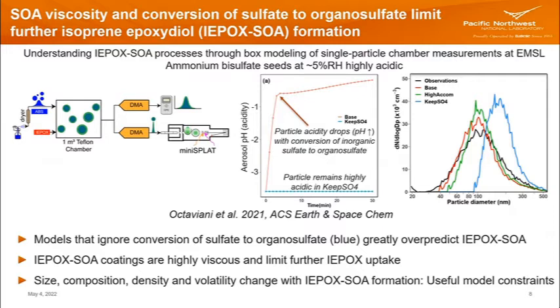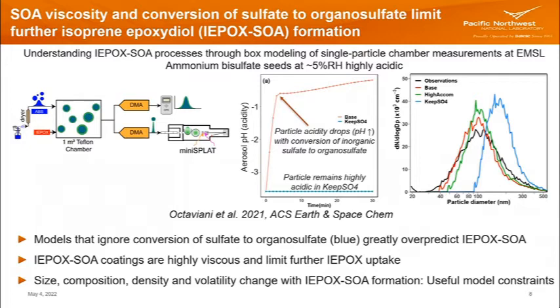And so when we compare box model simulations, where the blue curve, so if you look at the size distribution plots, this is after allowing the IPOX SOA to grow and form after 2 hours. So the black is measurements, the final measured size distribution there. And the blue line there is the models which do not account for organosulfate formation. So they keep the acidity high. So you could artificially make too much IPOX SOA. As you can see, the size distribution is shifted too much to the right. Whereas if you account for the conversion of sulfate to organosulfate, you see much better agreement either by the red size distribution or the green lines there.